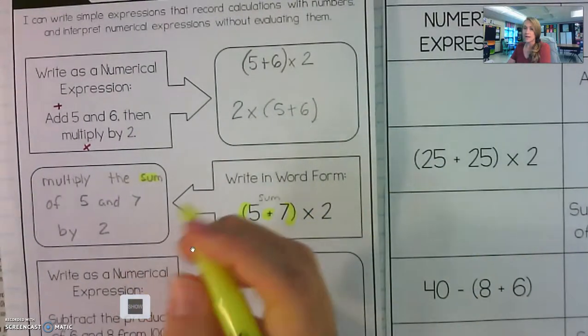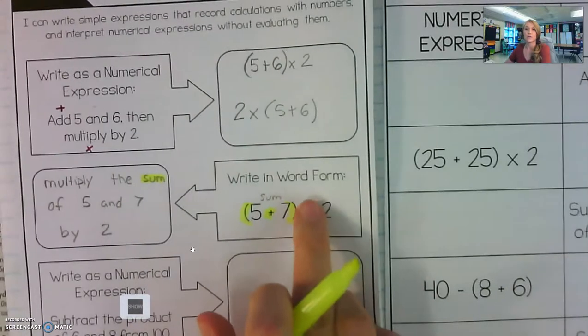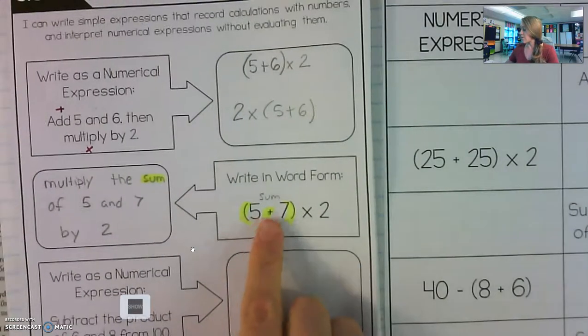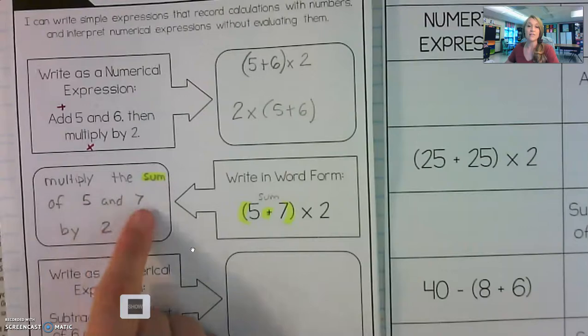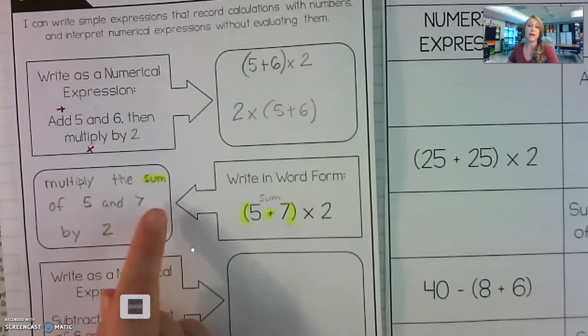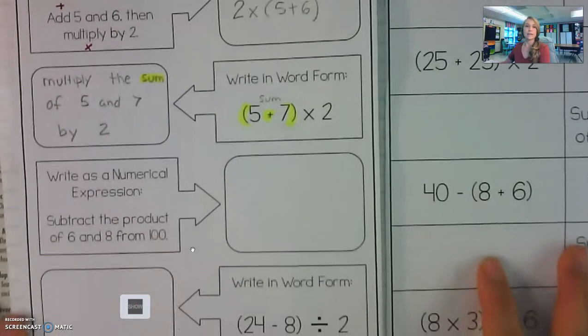So get that highlighter out that I told you we'd need. Highlight that word sum. So this is why we're using the word sum, because we see addition inside of parentheses, so we can use our mathematical vocabulary. What are we doing with the sum? We're multiplying it by 2. Multiply the sum of 5 and 7 by 2. You could have also said find the sum of 5 and 7 and multiply by 2. See, lots of ways that we could say it. All right, let's look at the next one.